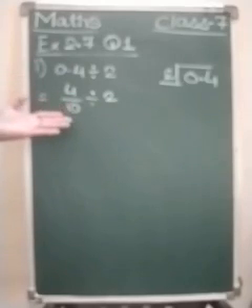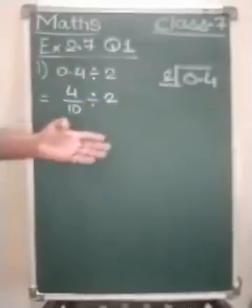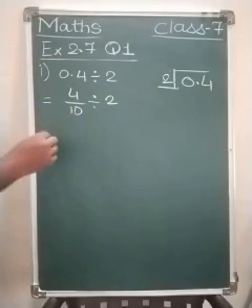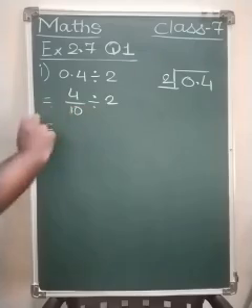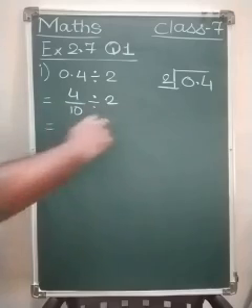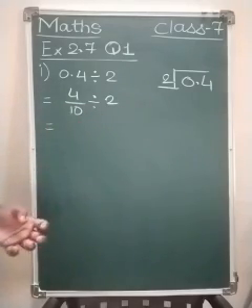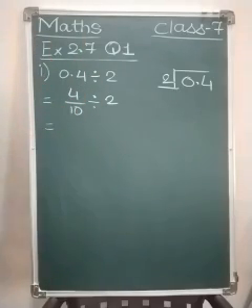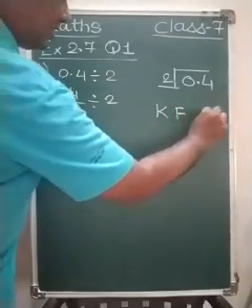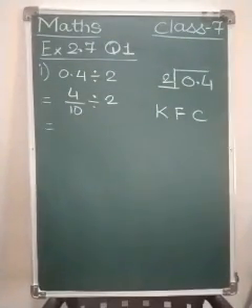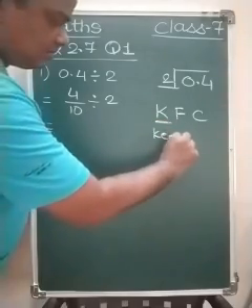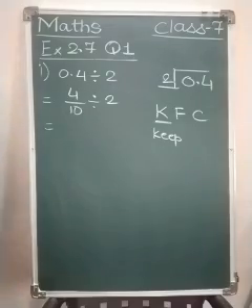Simple. In exercise 2.2, 2.3, 2.4, we have solved such kinds of sums. What is to be done now? I will give you a very simple method to remember what is to be done while solving division. You all know KFC chicken. We see the advertisement. Many of you must have ordered the KFC chicken. So it is called KFC. Okay, what is meant by KFC? K stands for keep.